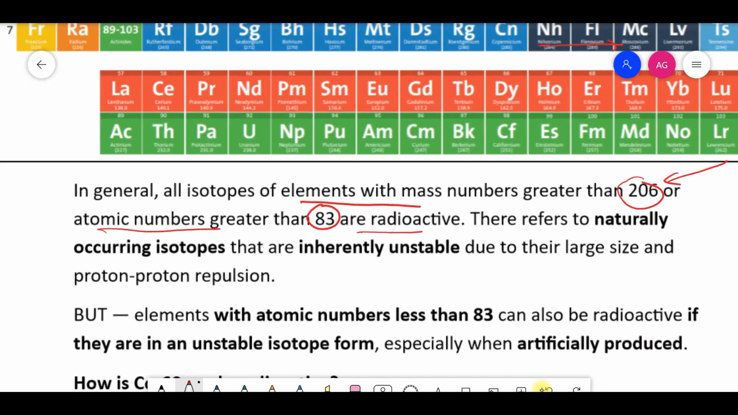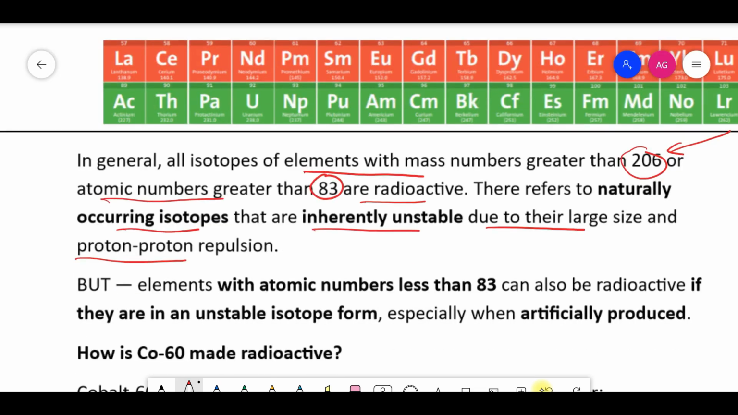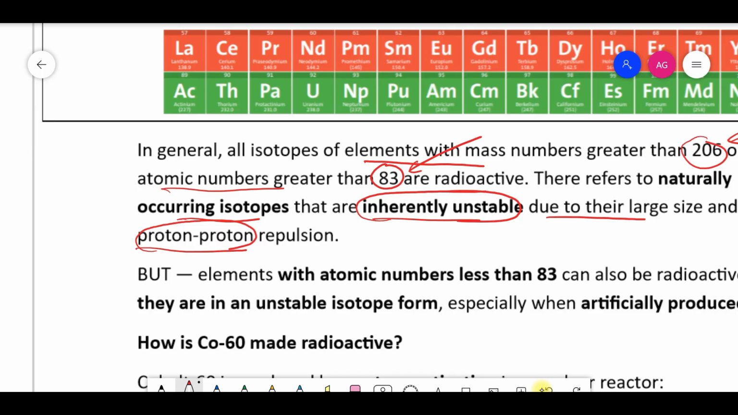So this refers to naturally occurring isotopes that are inherently unstable due to their large size and proton-proton repulsion. So whatever is above 83 has natural radioactivity. Secondly, inherently unstable means they are naturally unstable and have a larger size because their mass is greater. Right? The number of protons and neutrons is greater. So finally, proton-proton repulsion occurs in them. Right? That means if there is positive charge together, then there will be repulsion. So in that case, they will be unstable and will try to come into a stable form.